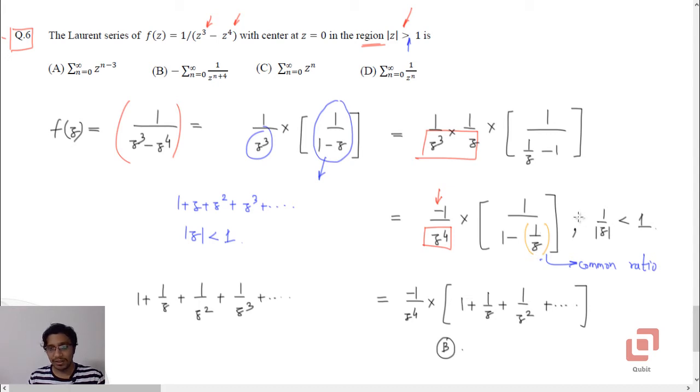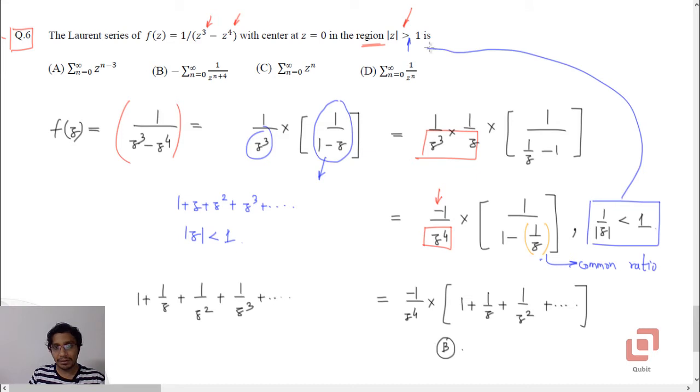Mod of 1 upon z should be less than 1. And is it what we have here? Yes, if mod of z is greater than 1, the reciprocal of mod of z has to be less than 1. Okay, so this is what matches with the given region. So let us now use this geometric series expansion. Okay, so it is negative 1 upon z to the power 4 into 1 plus 1 upon z plus 1 upon z squared and so on.